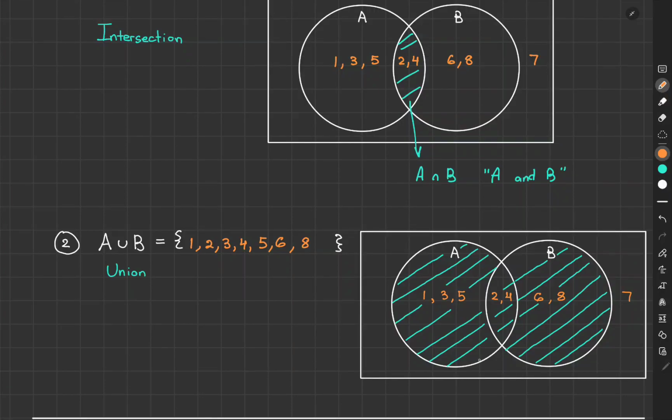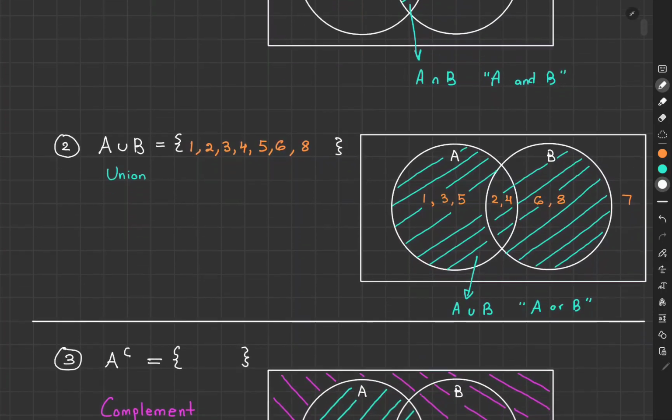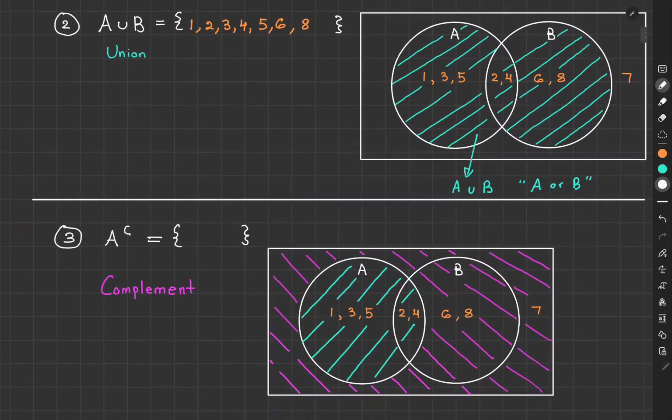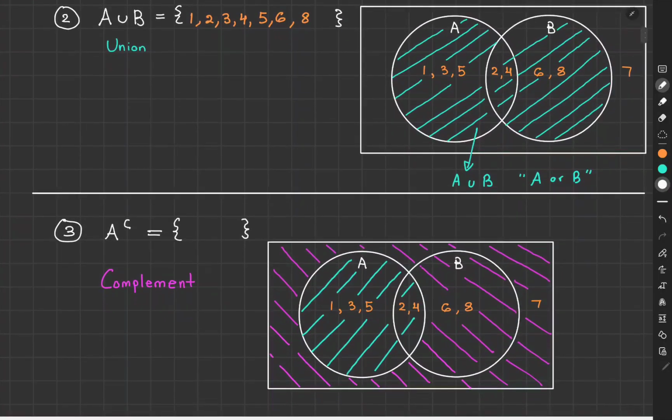Okay, so this was known as A or B. So let's see what's next. Now we have the complement. So A complement is written with this C over here in superscript, which looks like an exponent.